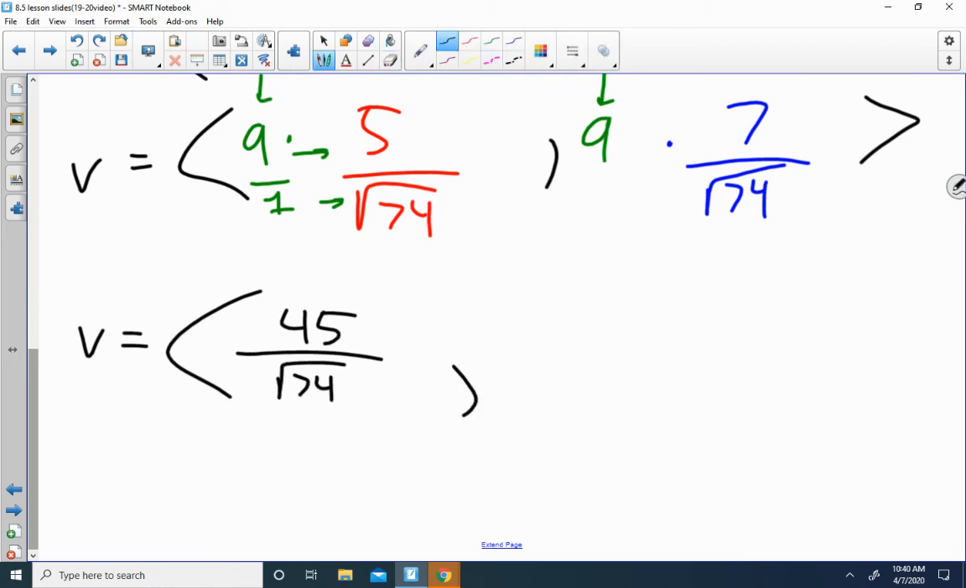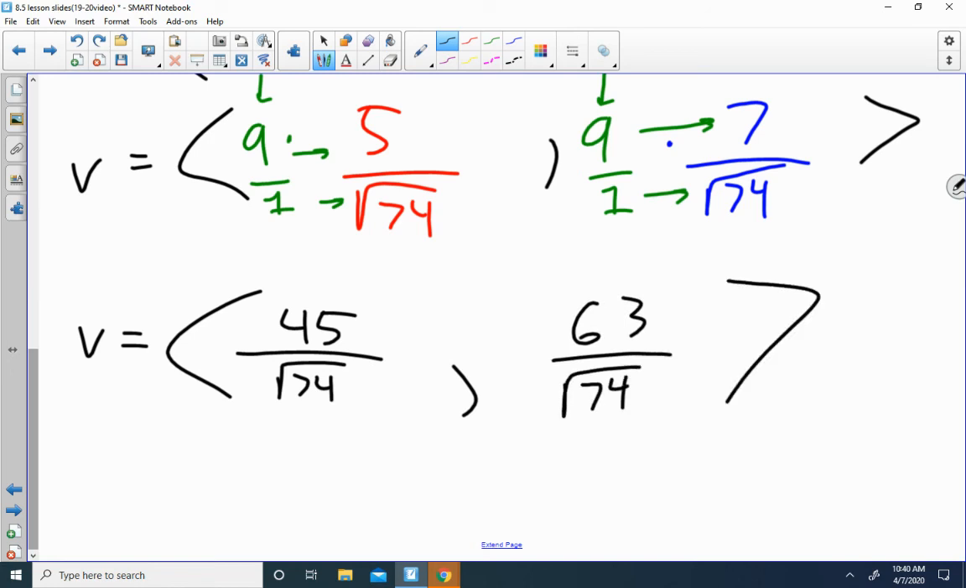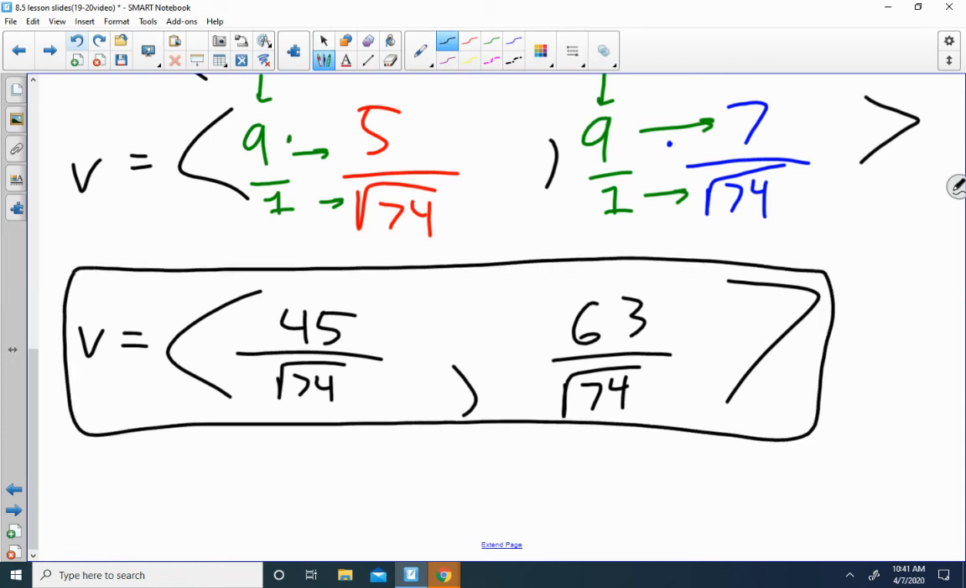Okay, now do the same thing for the second part. 9 divided by 1 helps us multiply across. 9 times 7 will give you 63. On bottom, you'll just get root 74. And you can't reduce anything from here because there's no 2 or 3 or 4 in the front to divide the 45 or 63. So this is as good as it gets. And this is the component form, written as exact as possible. No decimals, etc., etc.